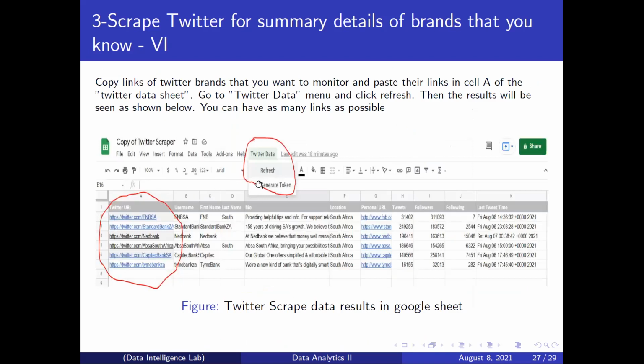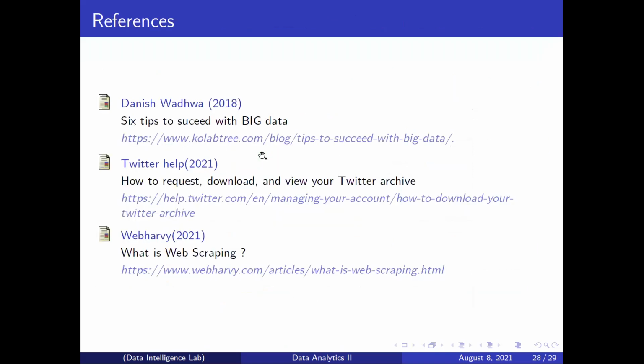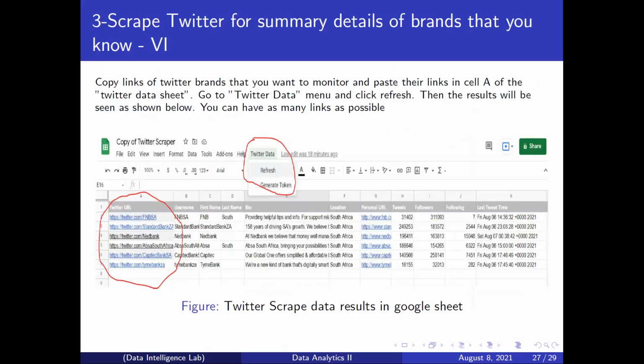you click on Twitter data and then you ask it to refresh, right? So once you refresh, you have your information generated for you in a summarized value. So you can see what it has extracted for me on the screen.